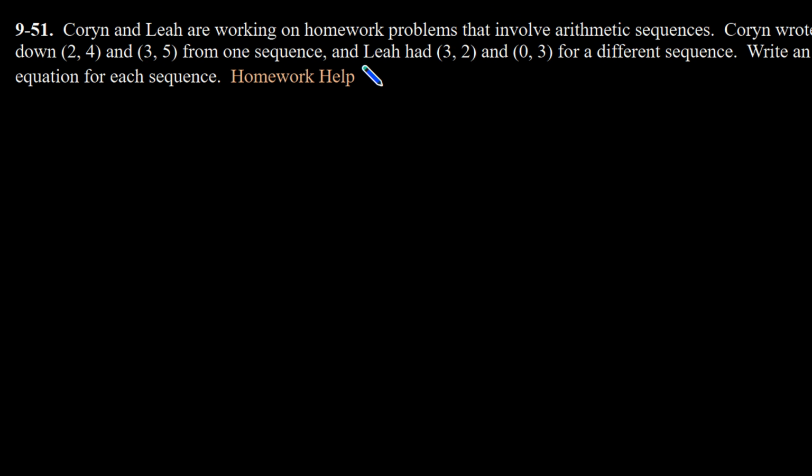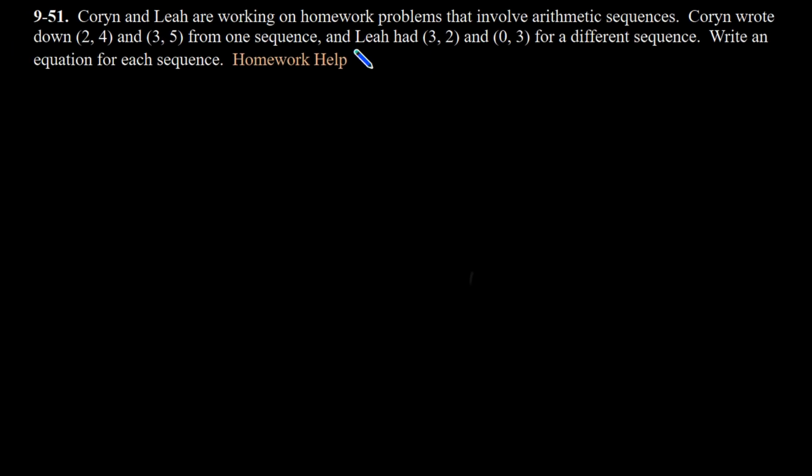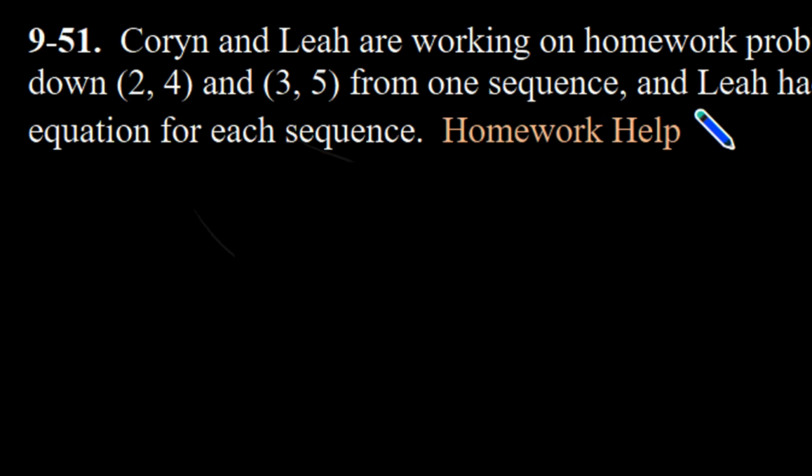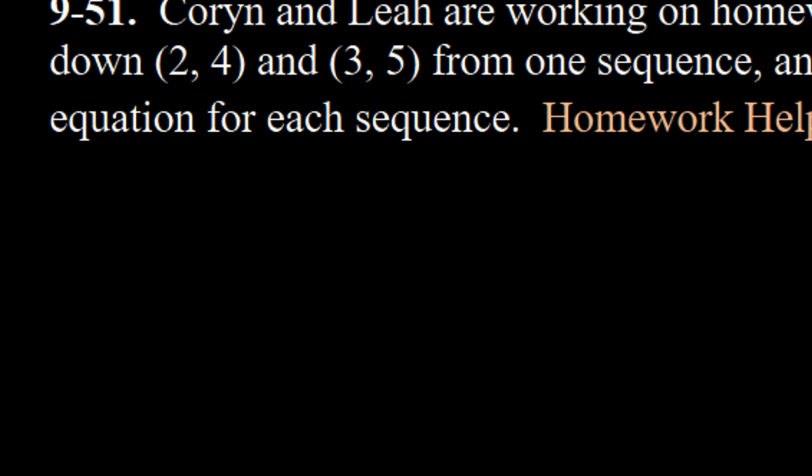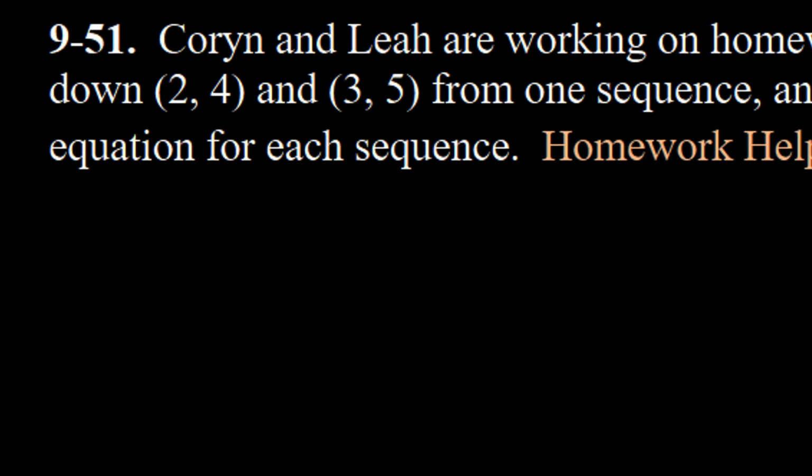Corey and Leah are working on homework problems that involved arithmetic sequences. Okay, that's great. Corey wrote down 2, 4, 3, 5 from one sequence, and Leah had 3, 2, 0, 3 for a different sequence. Write an equation for each of the sequences. Okay, an equation for each of the sequences. Well, again, what they're asking me to do here is to find the equation of a line that goes through 2 points, right? Because they're arithmetic, I know it's a line.